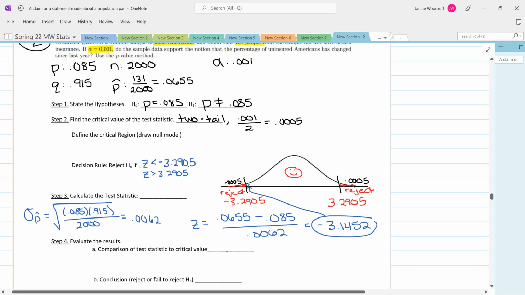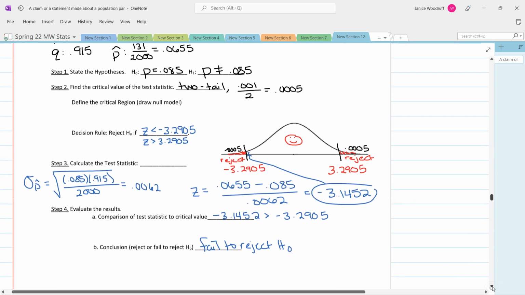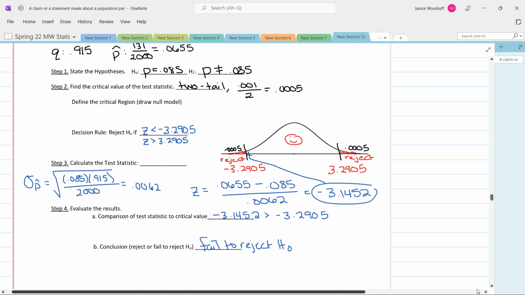Which means that negative 3.1452 is actually greater than negative 3.2905. So we will fail to reject. If the significance level was slightly higher, we would probably reject that. But because it was such a small significance level, we do fail to reject for that one.